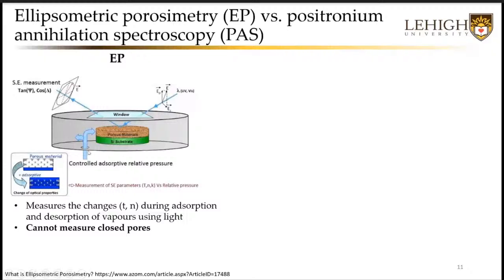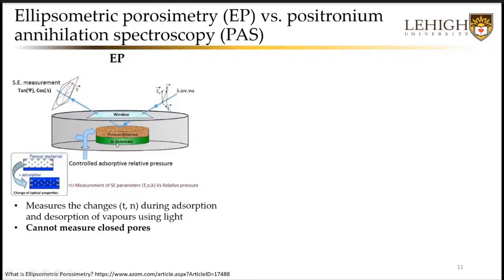And while you do this adsorption and desorption process, you would be having a light always incident on your sample by using the ellipsometry technique. So what you do is, while you're having this adsorption and desorption, you're looking at the changes in thickness, refractive index, and density of the material. So you know what changes are going on, and you fit the data later on to get the porosity information.